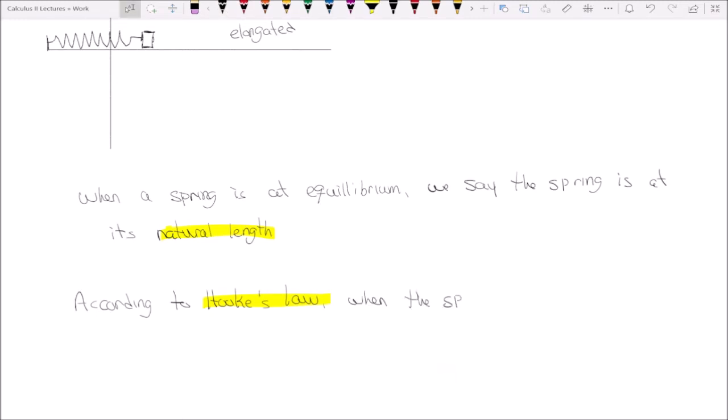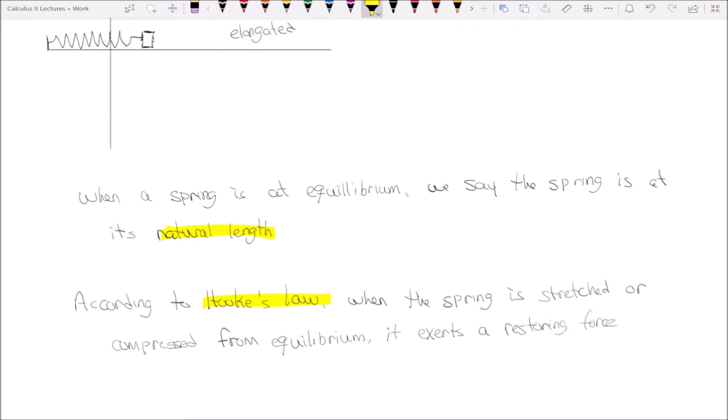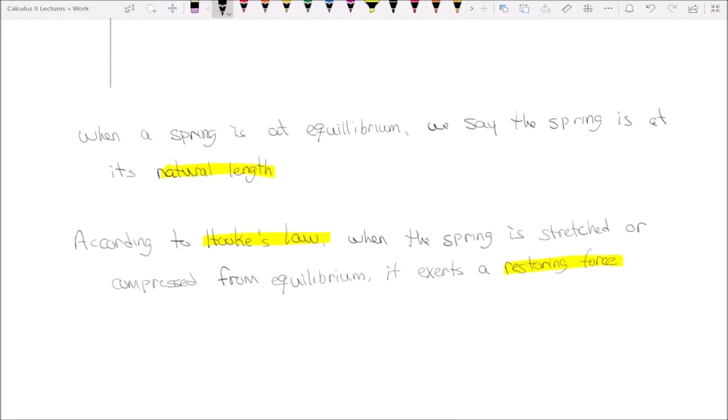When the spring is stretched or compressed from equilibrium, and I realize I'm spelling equilibrium wrong this whole time, it exerts a restoring force f of x equals k times x, in the opposite direction.